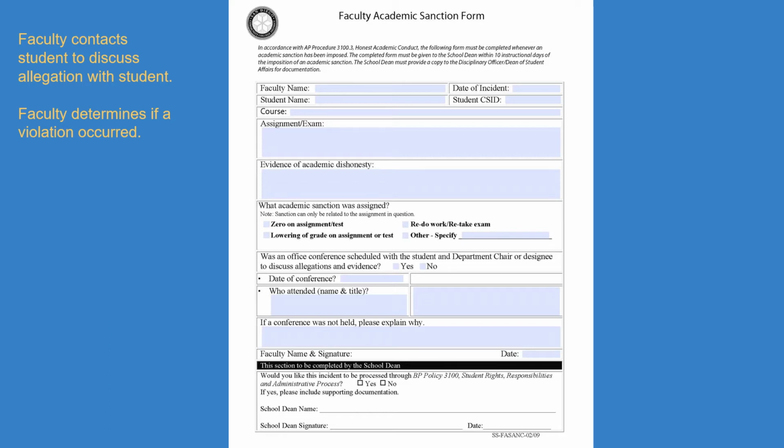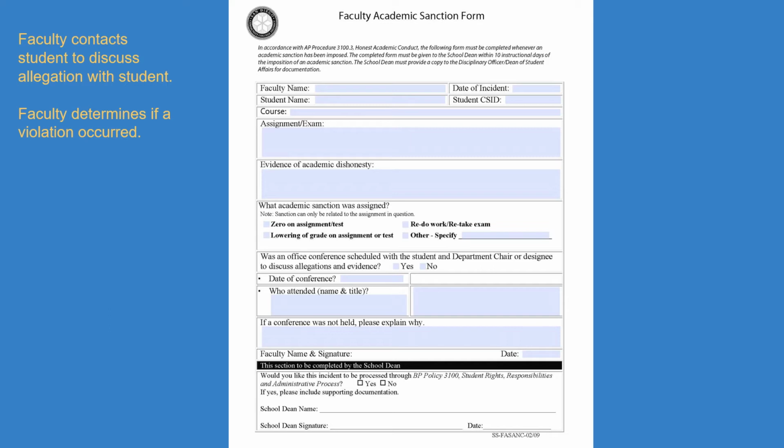The faculty member will then submit this form to their school dean. At that time, the school dean will complete the bottom half of the academic sanction form and submit it to the Student Affairs Office to be processed either informally or formally under Board Policy 3100.